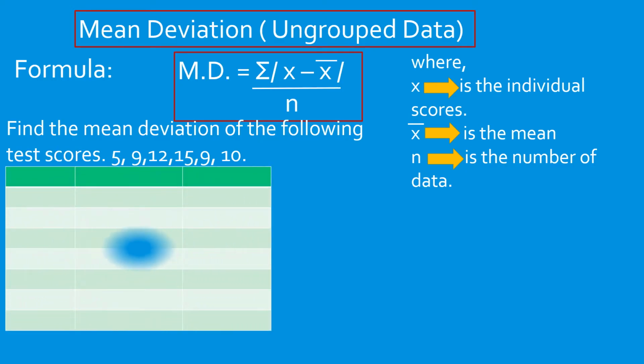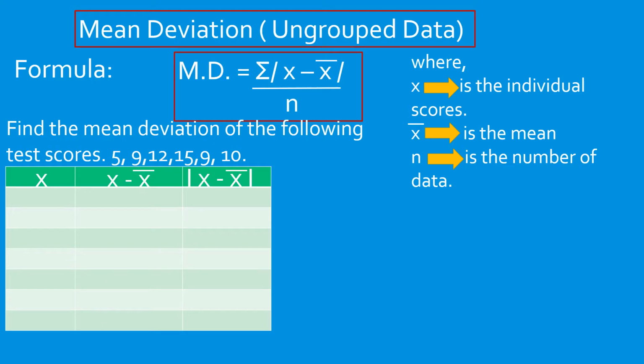In our table, we have three columns. In the first column, we're going to put the individual scores. Let's name that as X. For the second one, we have X minus the mean. X means the individual scores, minus the mean. And after that, we get the absolute value of that deviation. This is actually the deviation from the mean.